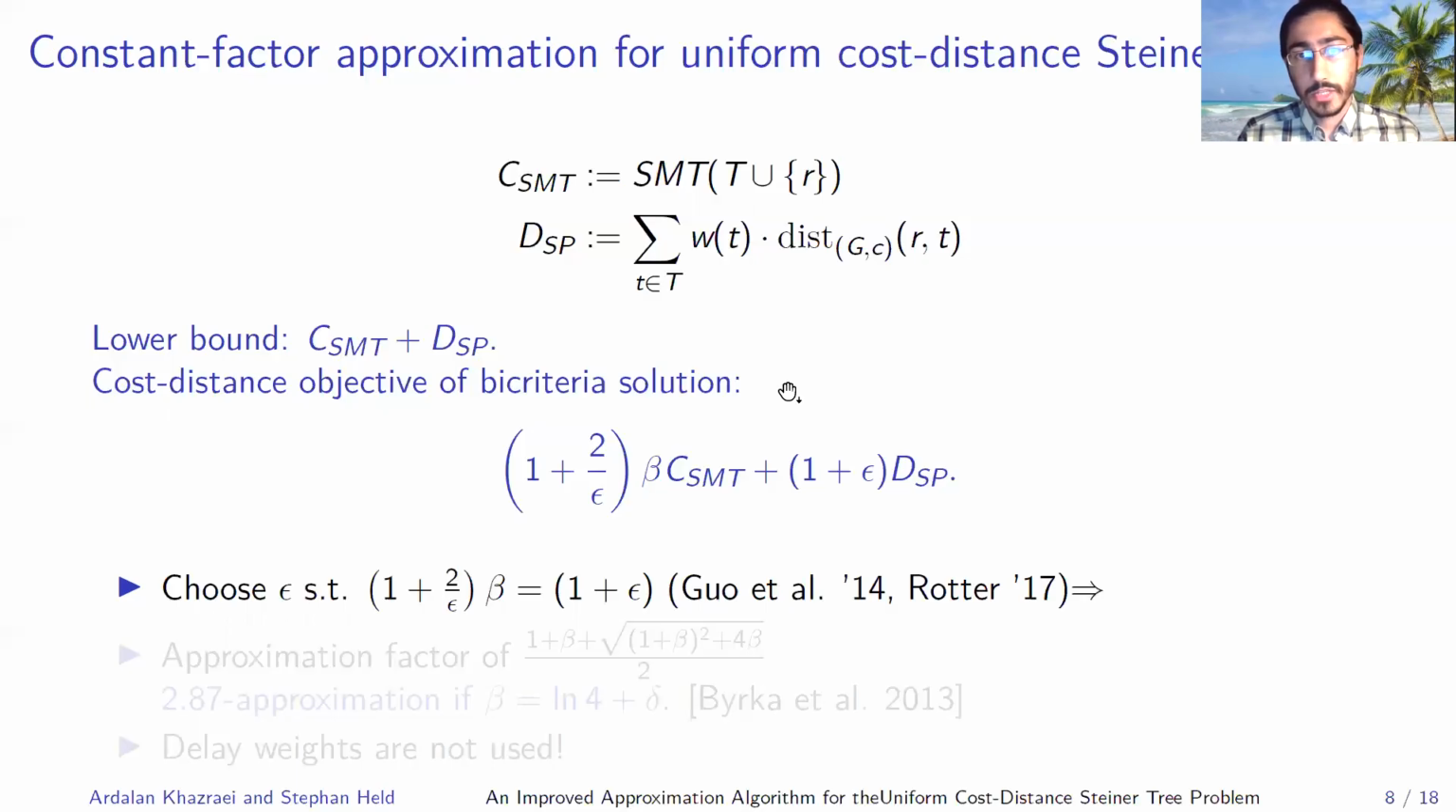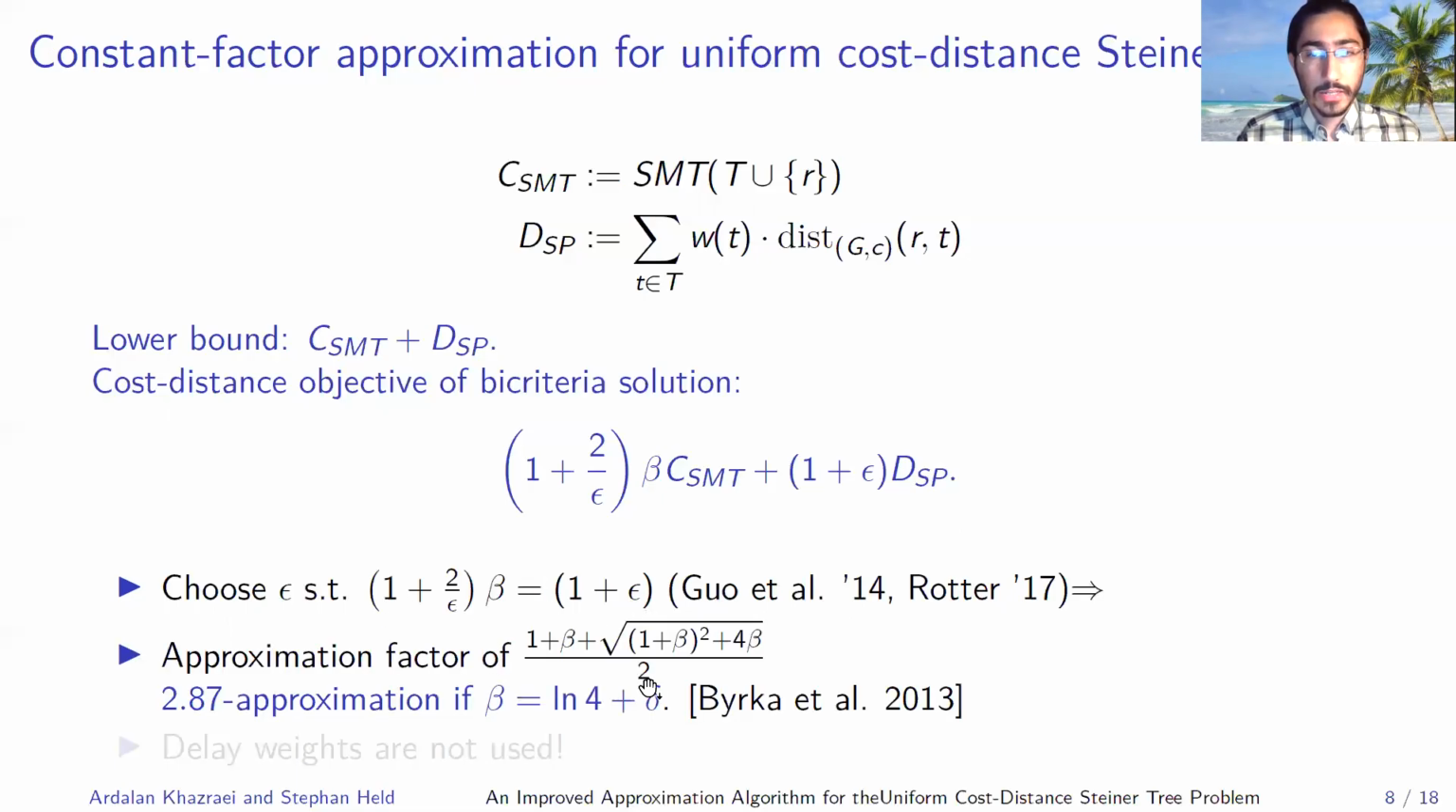And now the solution output by this bicriteria method will be bounded by a factor of 1 plus 2 over epsilon times beta, that of C of SMT, plus the factor of 1 plus epsilon times D of SP. By setting these two factors equal to one another, we may obtain a single approximating factor for the entire expression, and solving for epsilon, we get such an approximation factor where beta is the approximation ratio for the Steiner tree problem, which for ln 4 plus a small amount evaluates to 2.87.